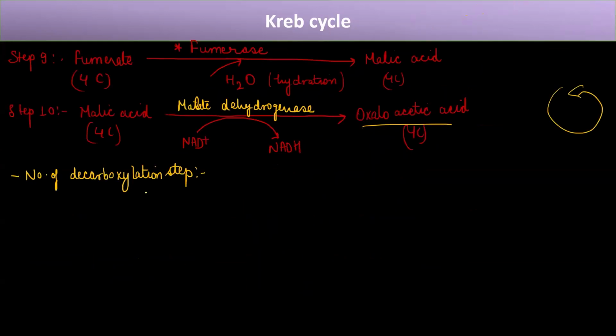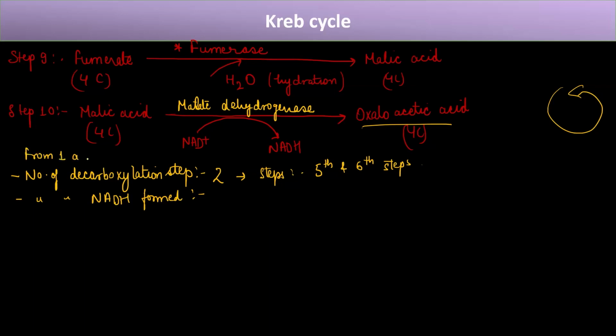So the number of decarboxylations is how many? Two. And at which steps is it happening? The steps involved are the fifth and sixth steps. At these two steps, decarboxylation is happening. Now, how many NADH are formed? I'm talking about one acetyl CoA molecule. Just remember this, it is from one acetyl CoA.